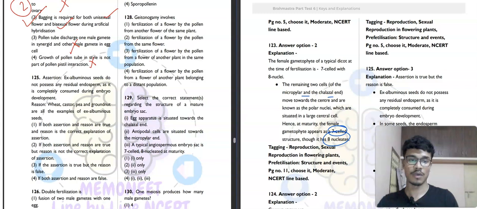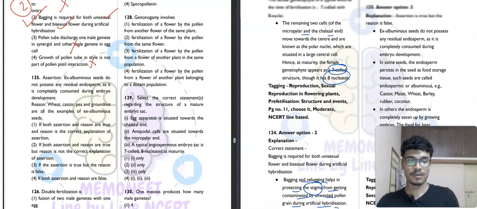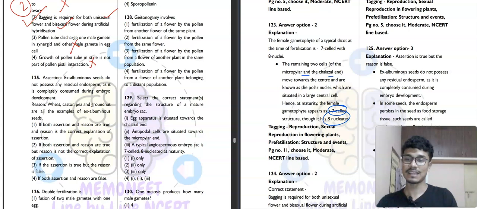Next one, that is question number 125. It is saying that exalbuminous seeds do not possess any residual endosperm as it is completely consumed during embryo development. Do you think it is correct? Yes, it is correct, because the name suggests exalbuminous, that means there is no endosperm. The endosperm is completely consumed during embryo development, because you know that during embryo development there requires some nutrition or nourishment. And who provides this nutrition or nourishment? That is the endosperm.